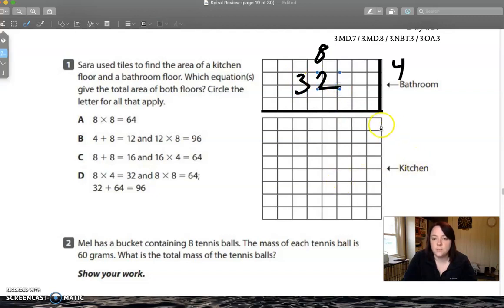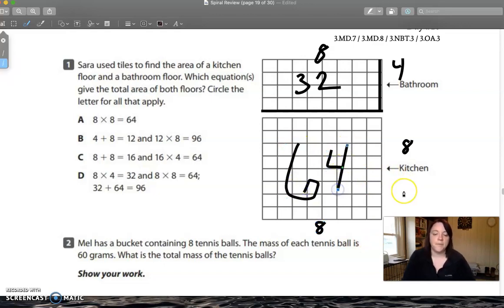Then our kitchen is 1, 2, 3, 4, 5, 6, 7, 8 by 1, 2, 3, 4, 5, 6, 7, 8. And now we need to multiply to find the area of the kitchen. So 8 times 8 we know is 64. Okay, now it wants us to find all of the letters that apply to the problem that we just did. I'm going to leave it like that for a second because I want to show you another step, but I want to go through these and check to see if they're right.